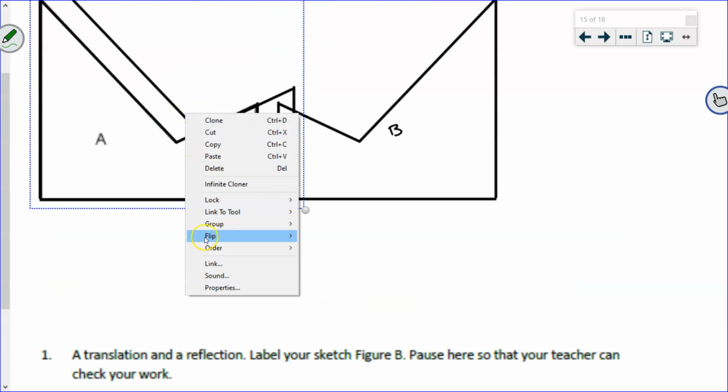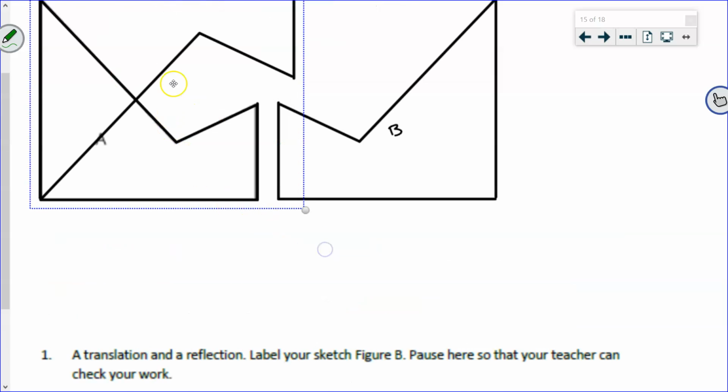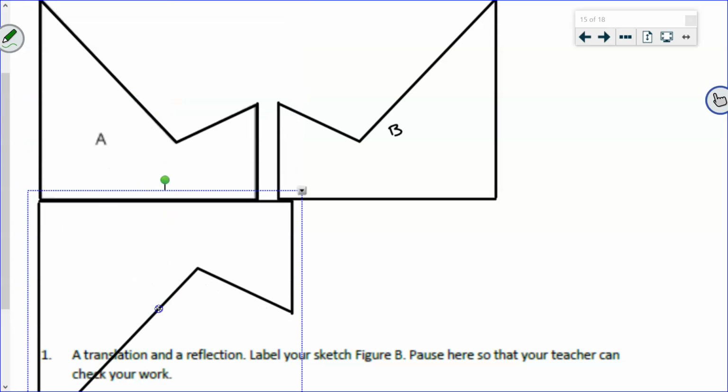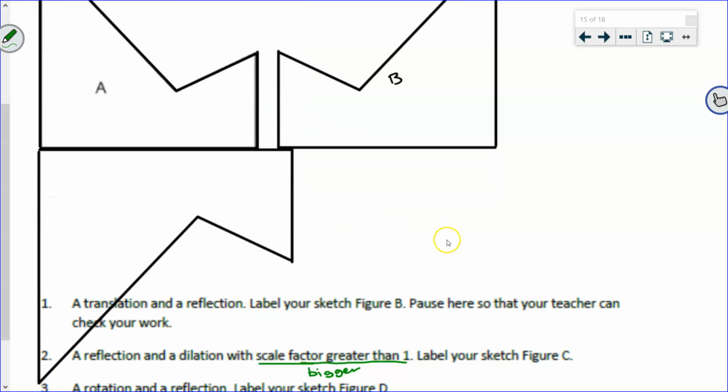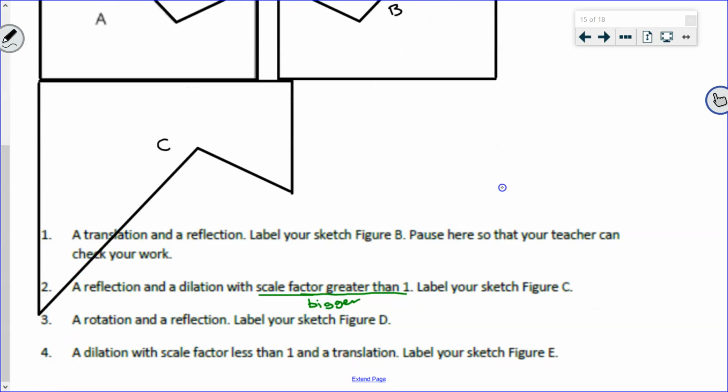And then I'm going to reflect it. I'm going to go up, down this time. And it says label that one C. Again, make your sketch. It just needs to look relatively the same. Sketches aren't going to be perfect, but we want it to keep the same basic shape. Perfect? Perfect for a sketch.